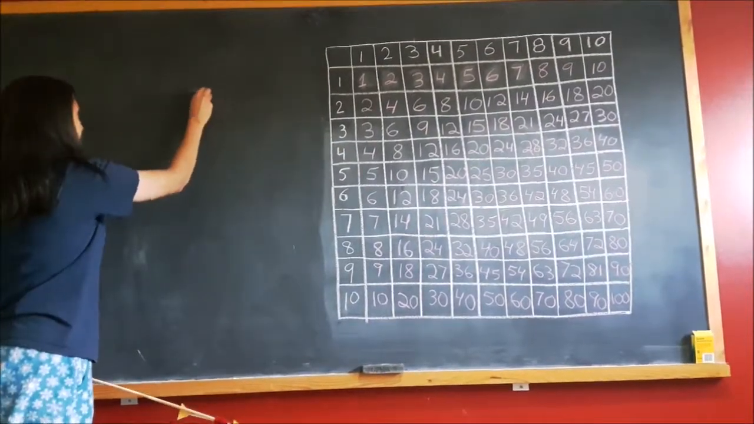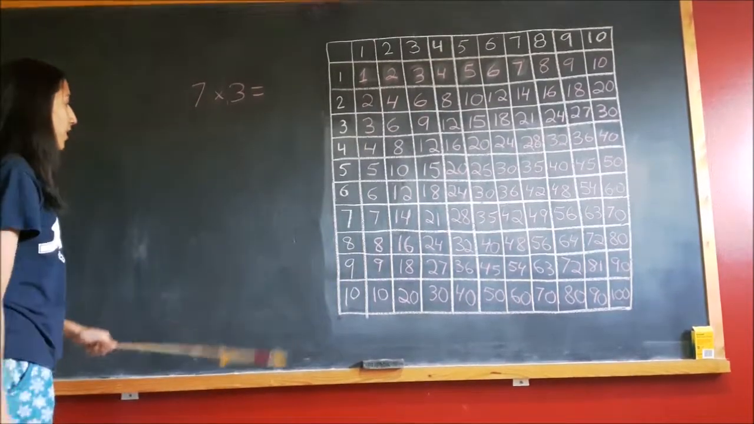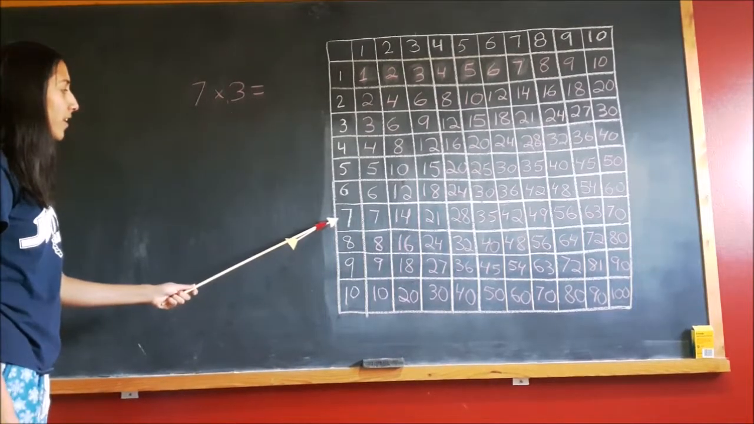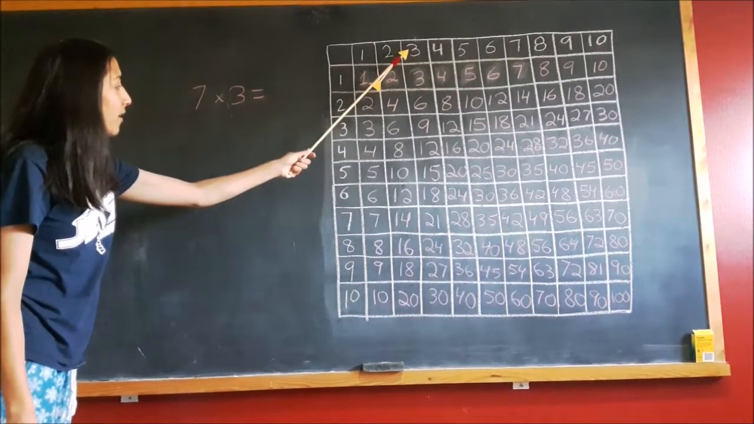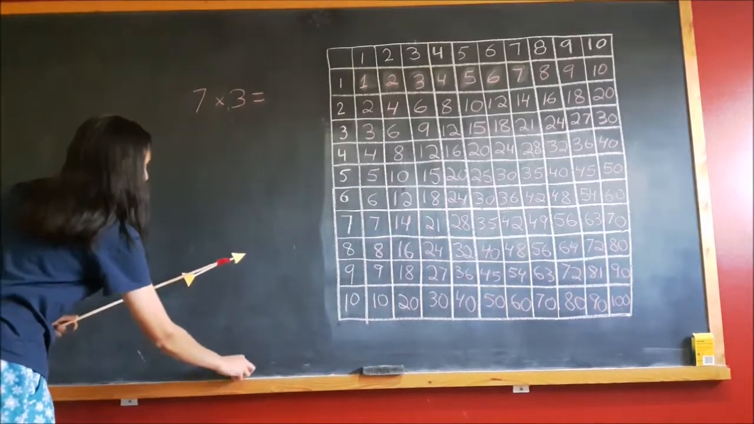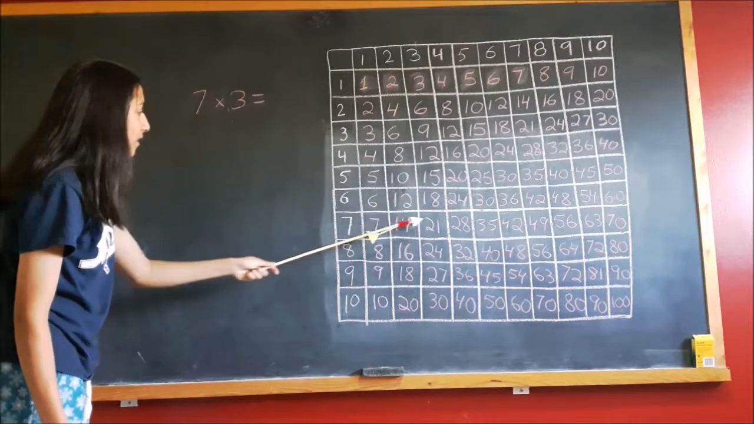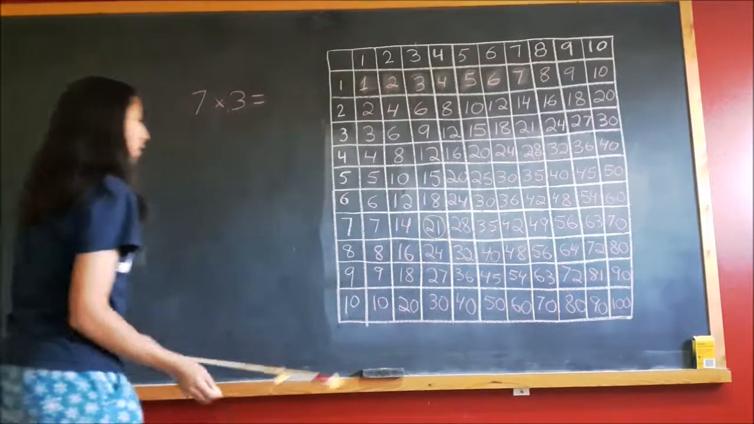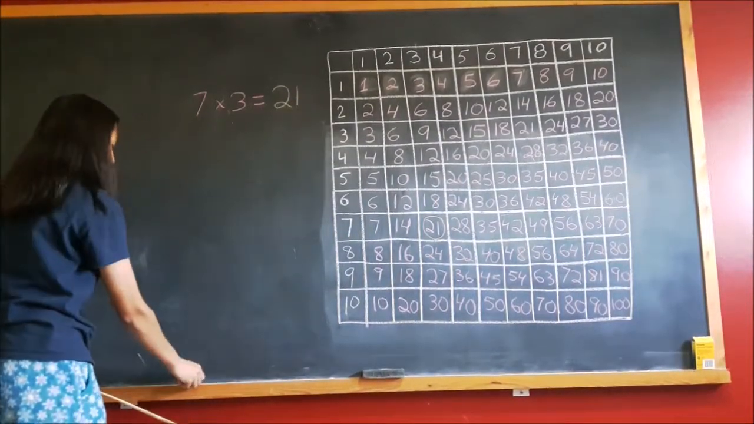Let's try to figure out what 7 times 3 is equal to using the multiplication chart. How would we do that, you say? Well, we start at the 7 and move all the way down until we see the 3. The 3 and the 7 have to match up, and that will give us our answer. So 3 times 7, or 7 times 3, is equal to 21. So there we have found our answer, and it is equal to 21.